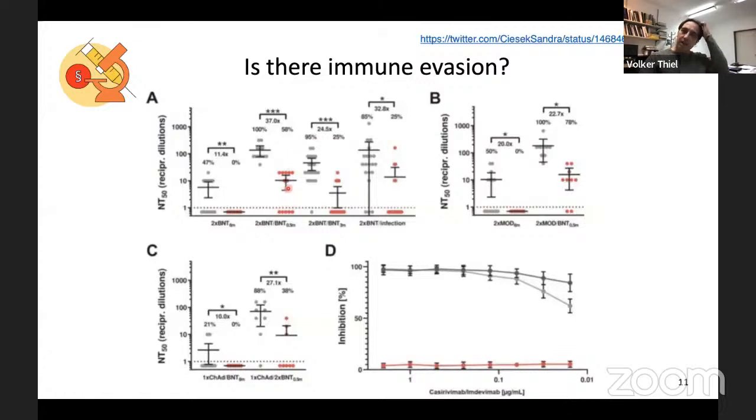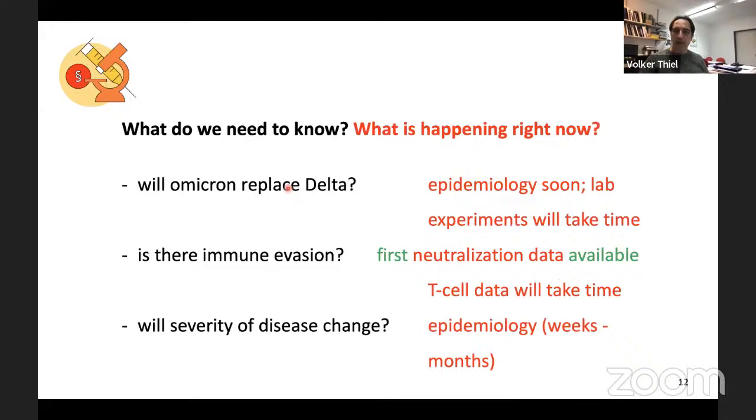So this is, I would say, worrisome, but also to some extent promising, because we still have the benefit if we are boosted. So there is some immunity left. And we should not forget that we also have, besides the neutralizing antibodies, T-cell responses. So the immune system is not only dependent on neutralizing antibodies. So is there immune evasion? Yes. First data are now available since yesterday, and T-cell data, which are more difficult to assess in the lab, will take time.